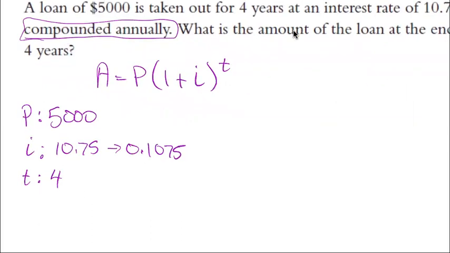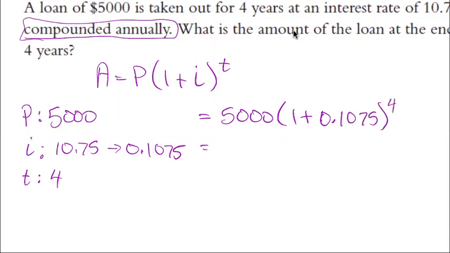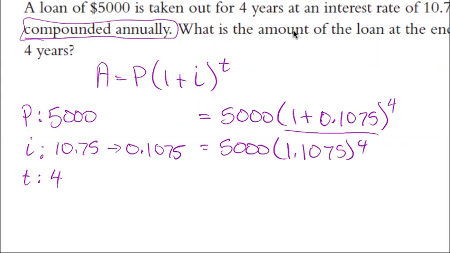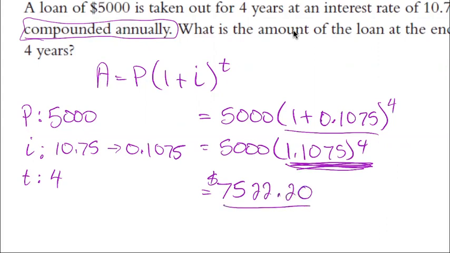And we can put that into our formula. 5,000, 1 plus 0.1075, all raised to the power of 4. Simplify the bracket a little bit, 5,000, 1.1075, all raised to the power of 4. Remember, I have to do exponents first, so I have to work out that part. And then when you multiply by the 5,000, you get $7,522.20. Okay.